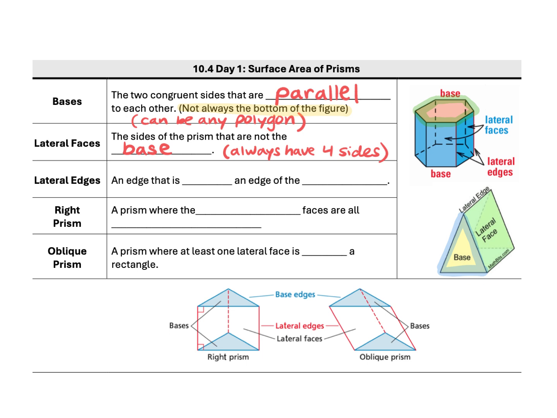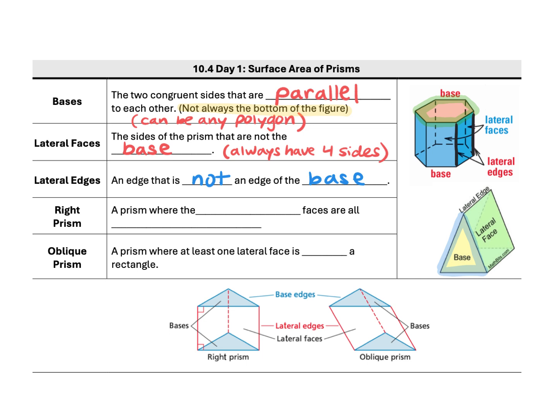The lateral faces are the sides of the prism that are not the bases, and those are always going to have 4 sides. So if any face does not have 4 sides, that automatically makes it the base. Next, we have lateral edges, and a lateral edge is an edge that is not an edge of the base. You can see in the diagram here, the lateral edges are labeled. This is an example of a lateral edge right here and there.